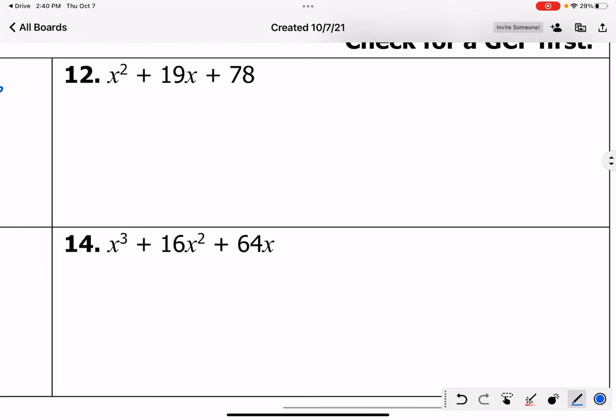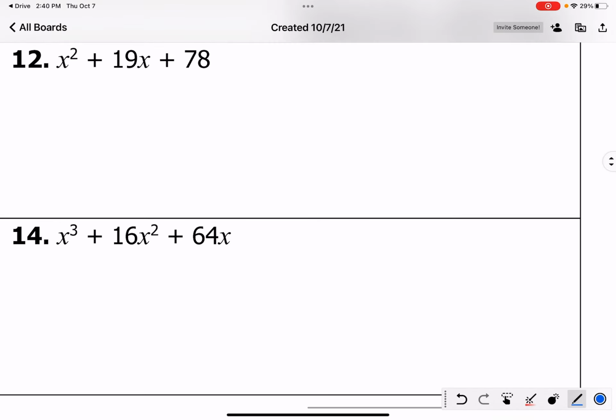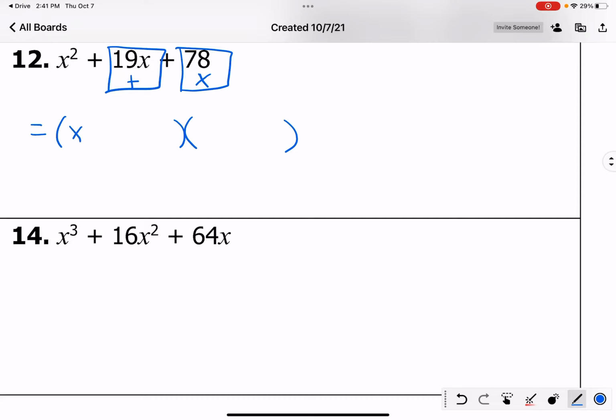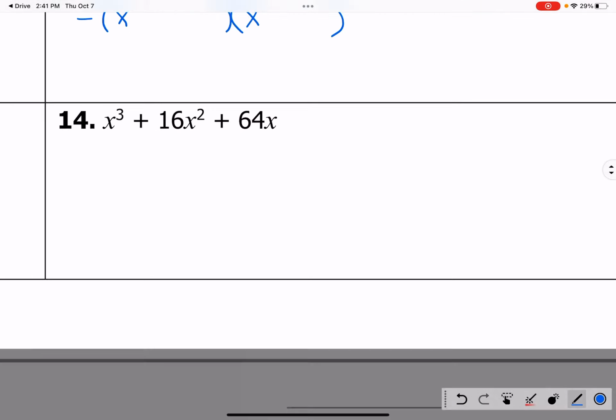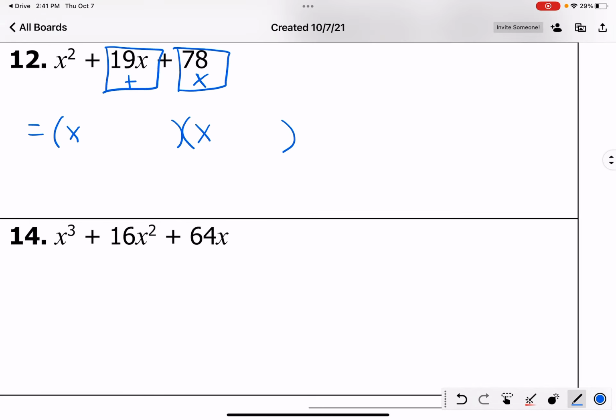Okay, so in number 12, we're in a basic trinomial. It's quadratic because you have a power of 2, trinomial because you have 3 terms, and we need to factor this. So we need 2 numbers that will multiply to 78 and then add up to +19. Okay, so we're going to put the x's first. That's how you get x squared. And then to multiply to a positive and add up to a positive, that just means you're going to have 2 positive numbers. Okay, so the 2 numbers that would do that for us would be 13 and 6.